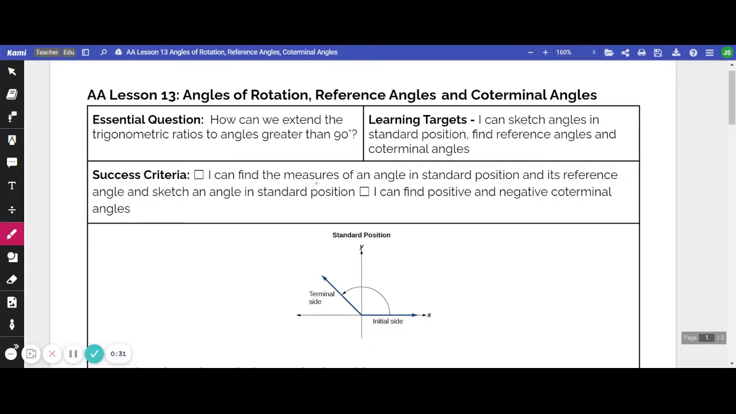Success criteria: I can find measures of an angle in standard position. I can find its reference angle and positive and negative coterminal angles. So we need to be able to sketch angles, but then also, if we're given a sketch, estimate it. And then we're going to talk about reference angles and coterminal angles, what those mean, and how to find them.